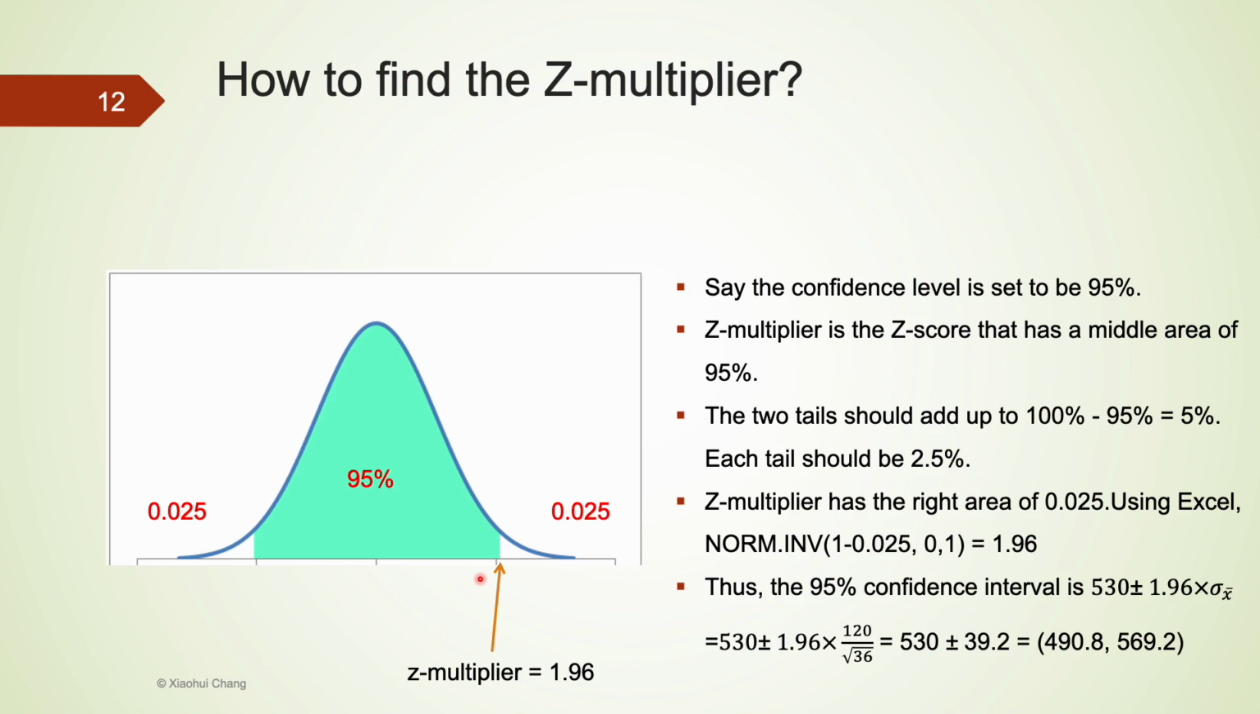After obtaining the z-multiplier 1.96, we can plug all these numbers into our confidence interval formula and obtain 530 plus minus 1.96 times 120 divided by the square root of 36. At the very end, the interval would be between 490.8 and 569.2. We are 95% confident the true population average weekly income of this school should be between $491 and $569, which is actually much lower than the $600 claimed by the dean.